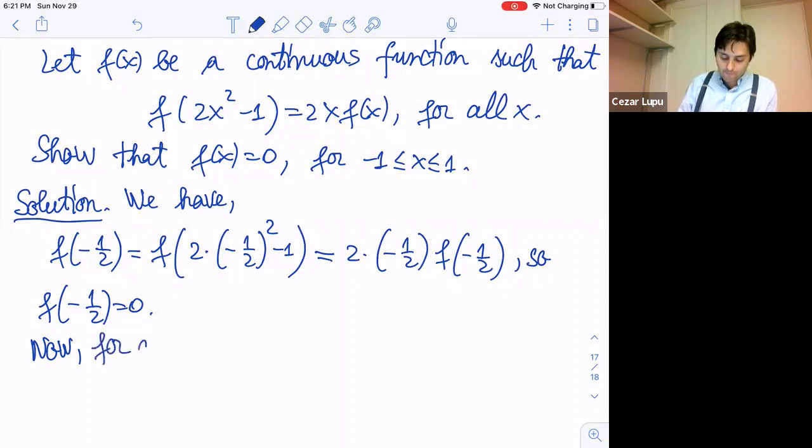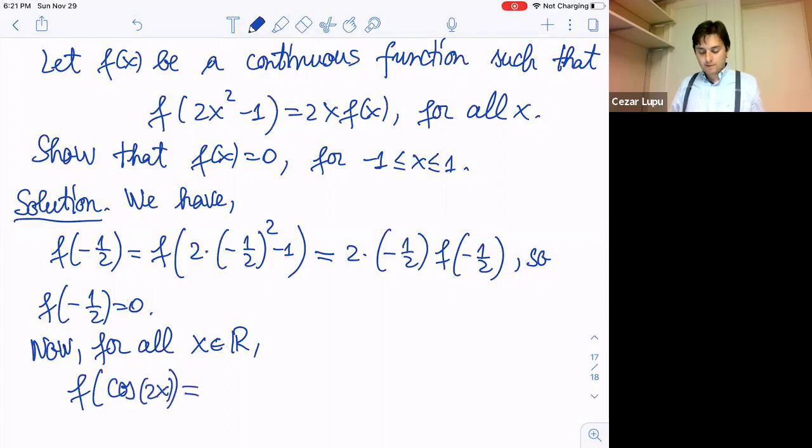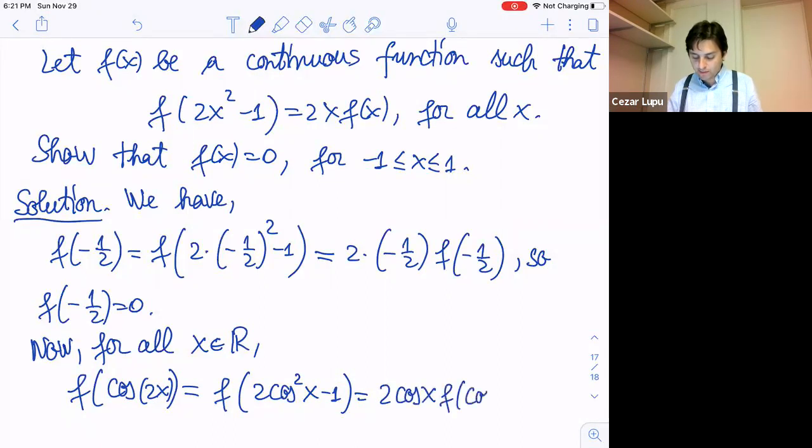For all x real, we have that f of cosine of 2x is, we know that cosine of 2x is 2 cosine squared of x minus 1. Okay, that's great. And now using the property given, this would be nothing else than just 2 cosine of x, f of cosine of x. All right, that's great.